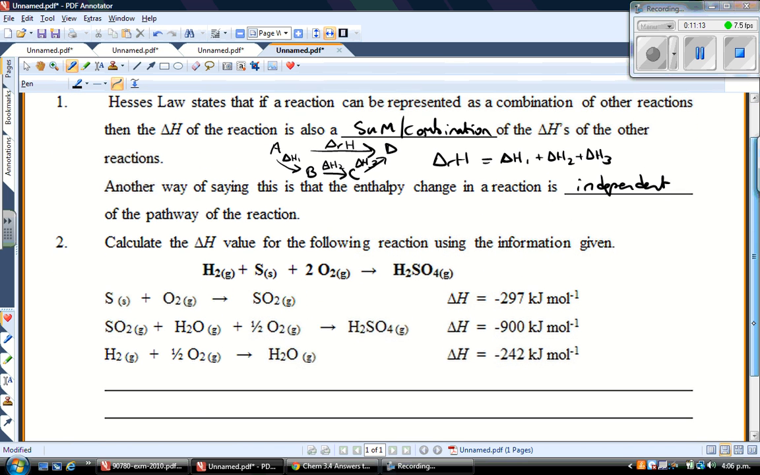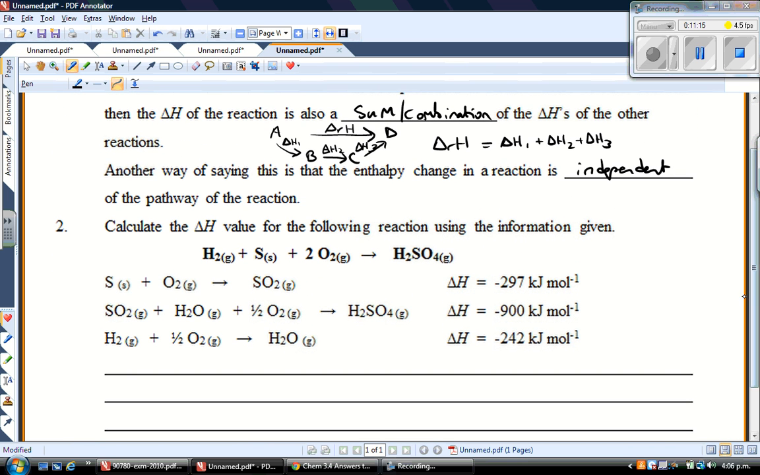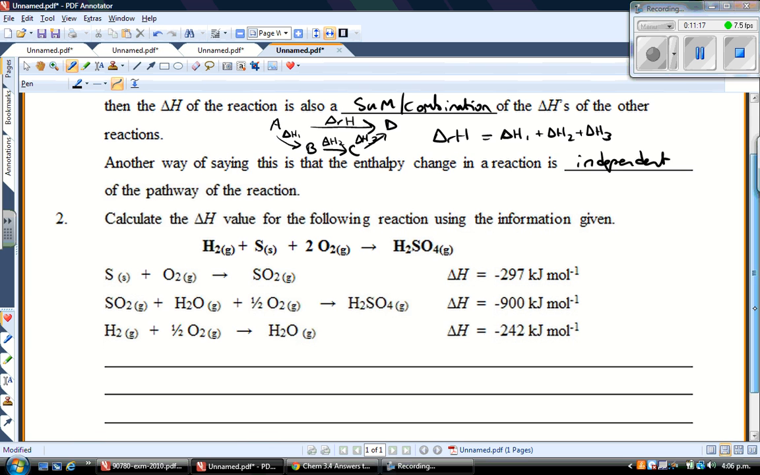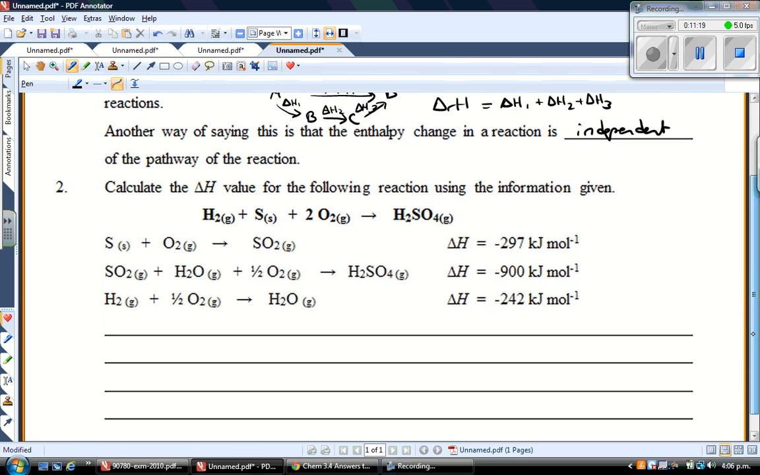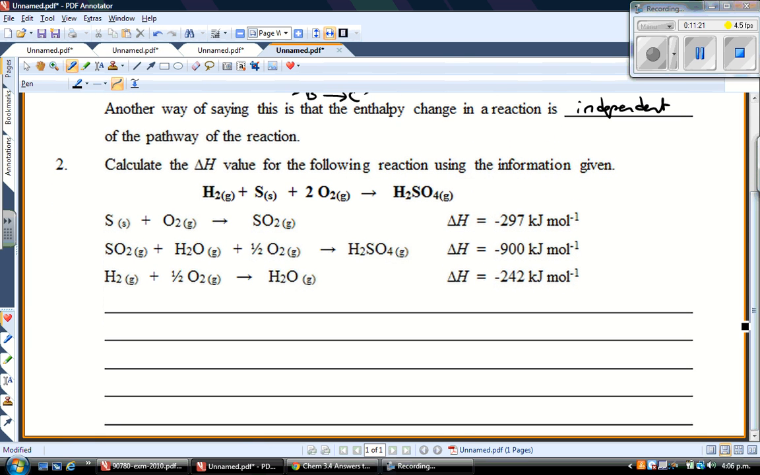So would you be asked that in an assessment? Not really, but that's the understanding behind what you're doing with this approach. So here's a simple example for calculating the enthalpy of a reaction using Hess's law.